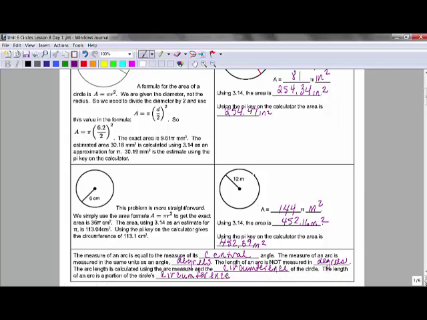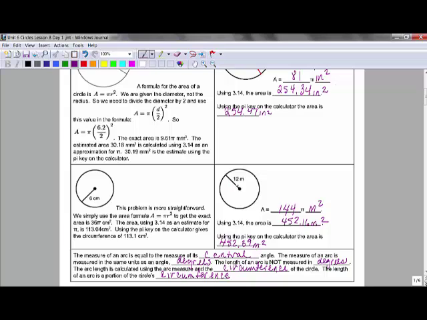If we look at the second example here, they are giving us the radius, so it's a little bit more straightforward. We just substitute the radius into the formula. We square that 6 to get 36 pi centimeters squared. We can approximate pi with 3.14 or the pi key on the calculator.